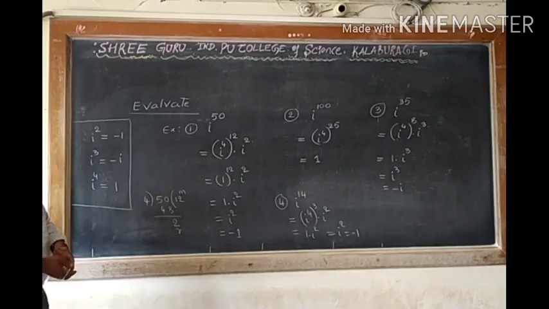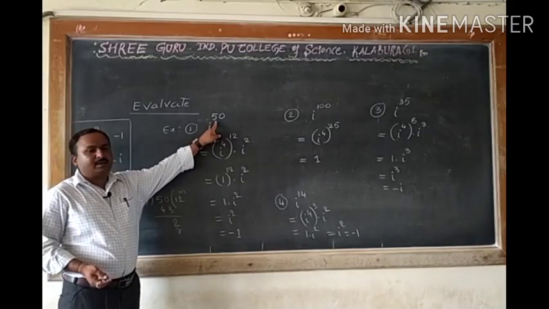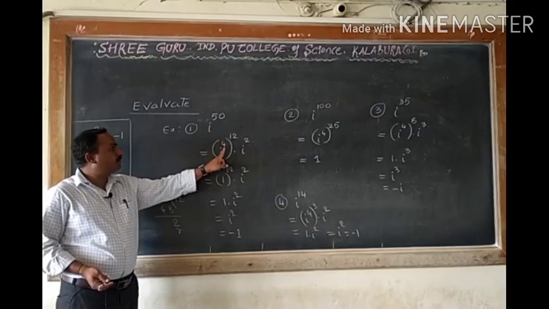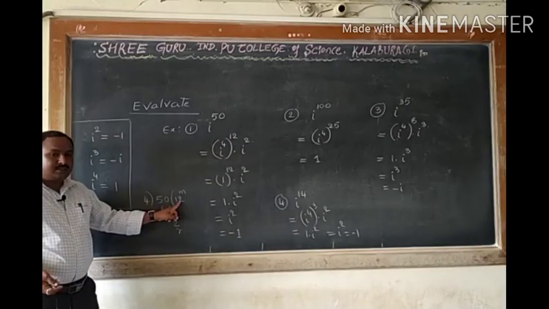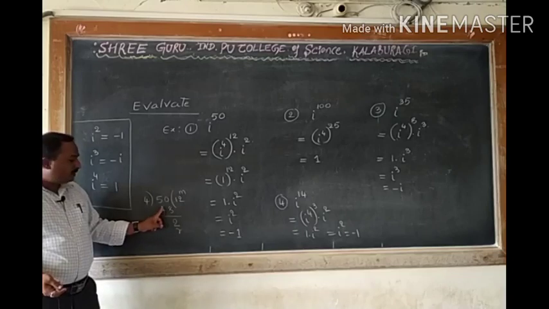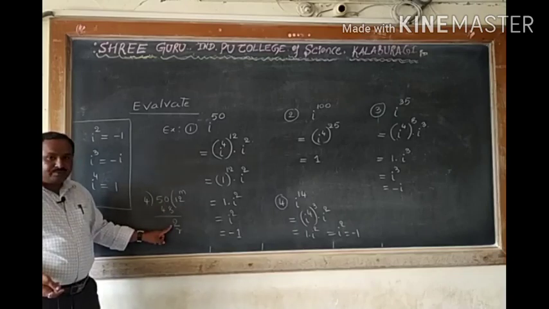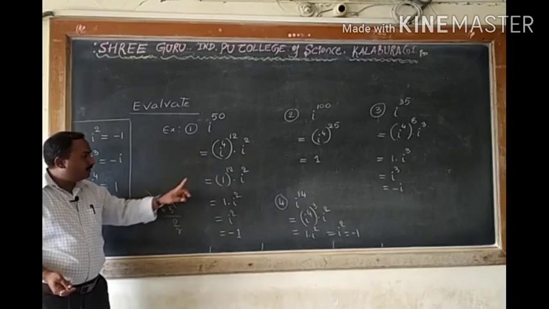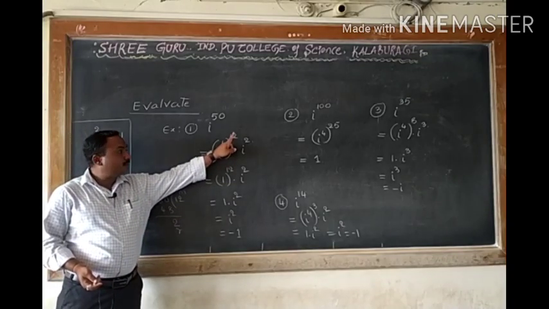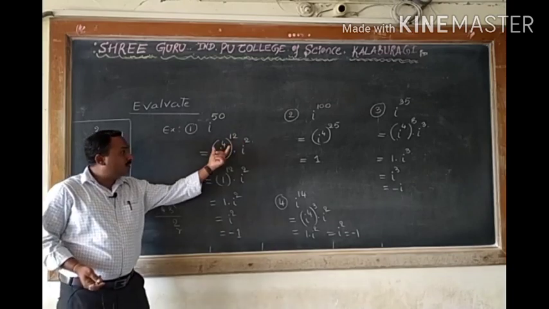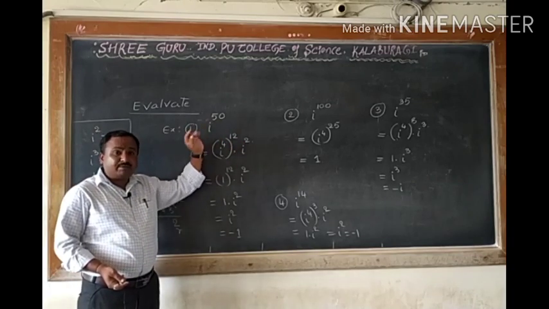Any doubt? Now i power 50. 50 can be converted in this form: 4 twelves are 48, and here the remainder is 2. That is the format: i power 4 into 12, 48, remainder 2. This complete value is i power 50.